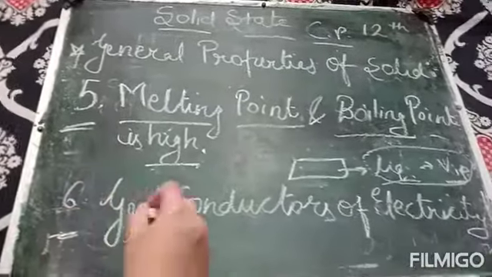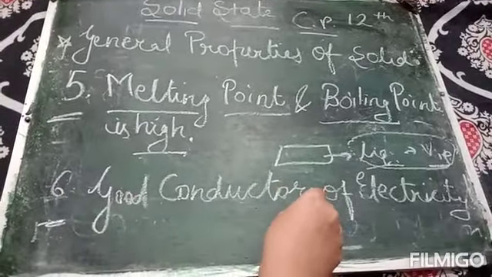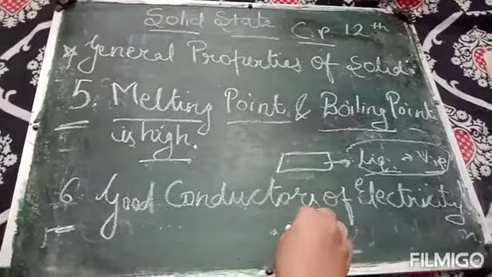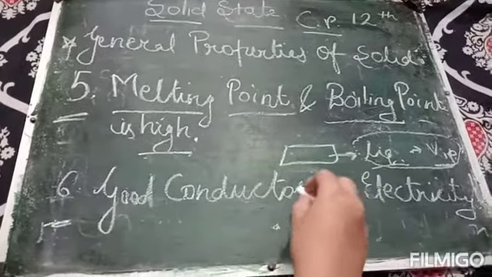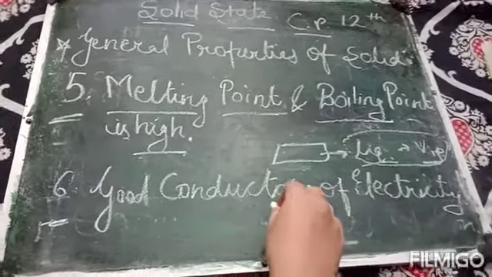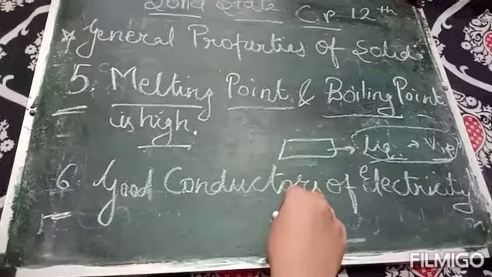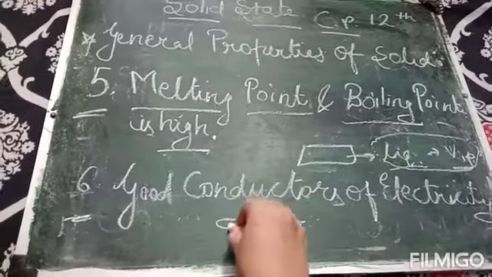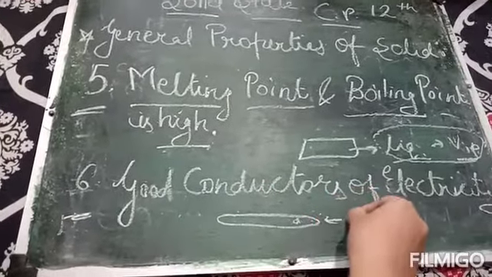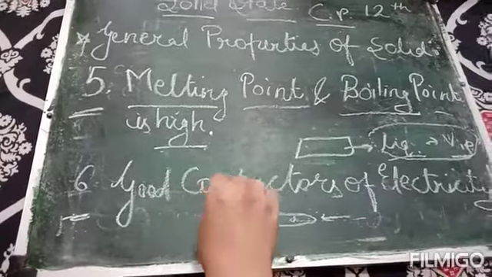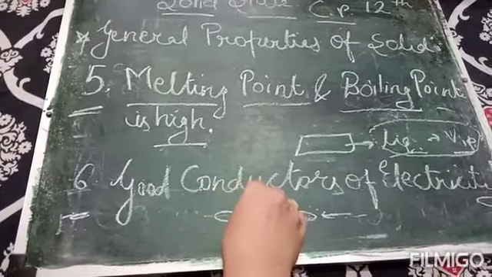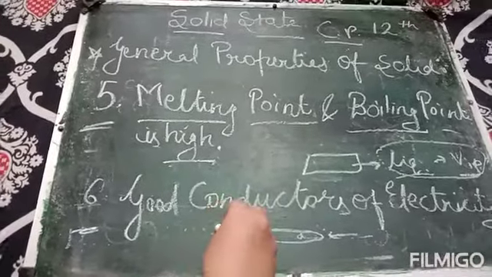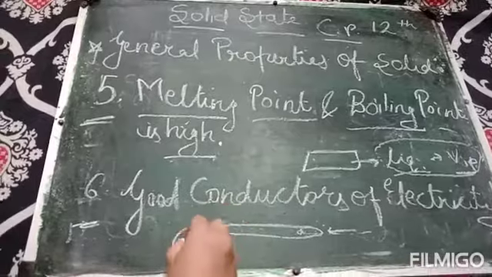Next point, they are good conductors of electricity. As we know, the wiring in the house, the earphones you are using to listen to this video, are solid state wires. The wires are in solid state and electricity runs through the solid, so they are good conductors of electricity. So we learned there are mainly 6 points.